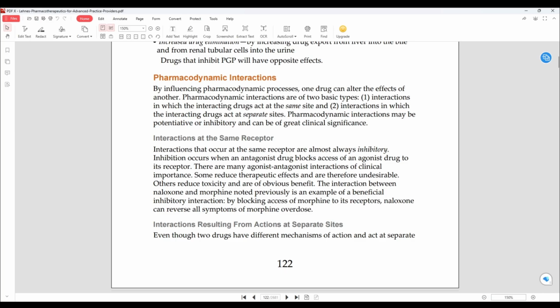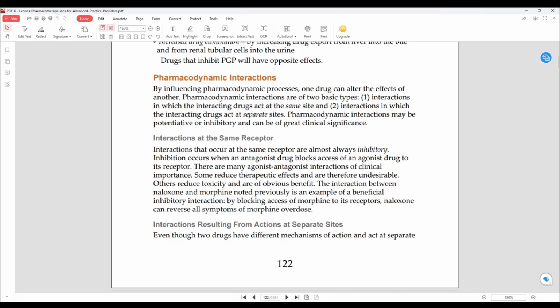So, pharmacodynamic interactions. By influencing pharmacodynamic processes, one drug can alter the effects of another. Pharmacodynamic interactions are of two basic types: interactions in which the interacting drugs act at the same site, and interactions in which the interacting drugs act at separate sites. Pharmacodynamic interactions may be potentiative or inhibitory and can be of great clinical significance.